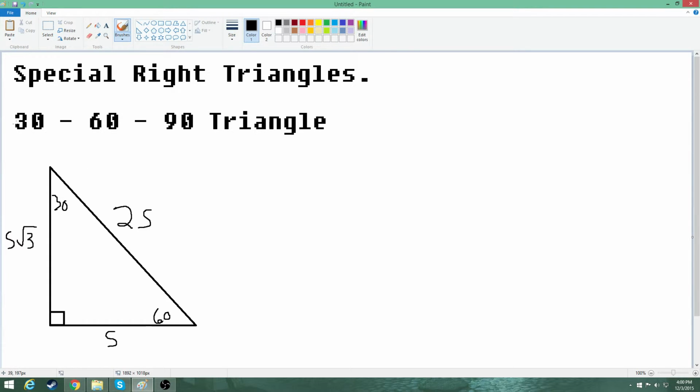So for a 30, 60, 90 triangle, S root 3 is opposite the 60 degree angle right here. The side length that we're looking at is always on the opposite side of the 30 degree angle. And the hypotenuse is always 2 times the side length of the smallest side. Okay, so let's look at an example here.